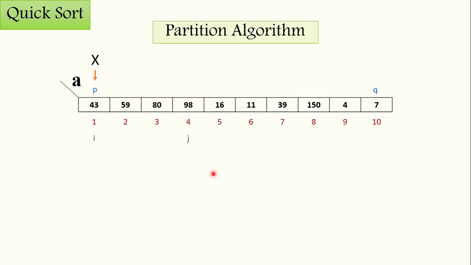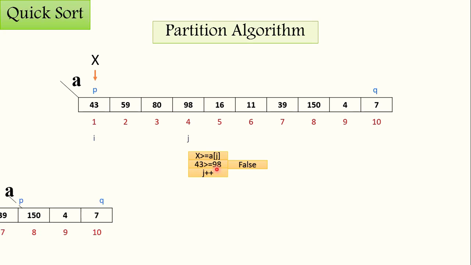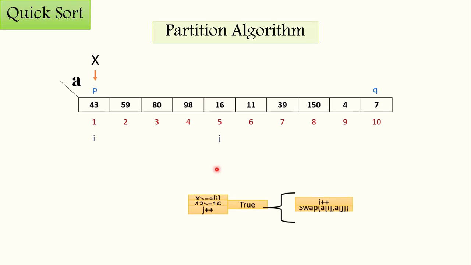So let us move on to the next slide. Another comparison is required: X is greater than or equal to AJ. This is your logic. X value is 43, and AJ is A4, which is 98. 43 is greater than or equal to 98 is false. Then J will be incremented by 1, and J becomes 5.